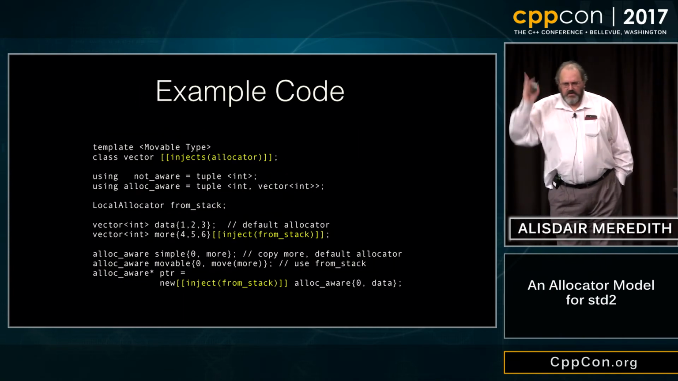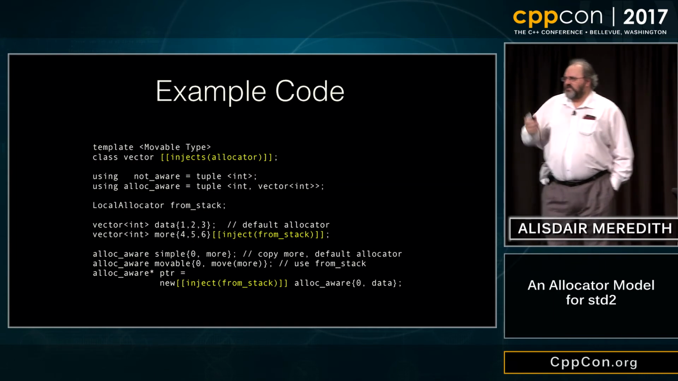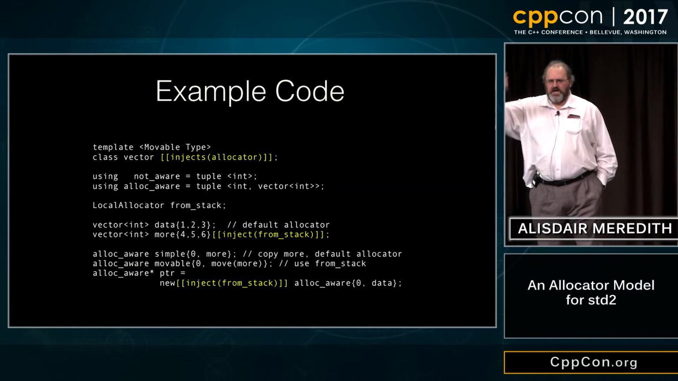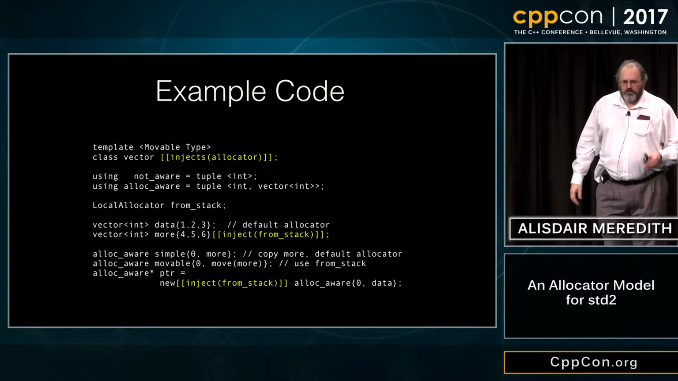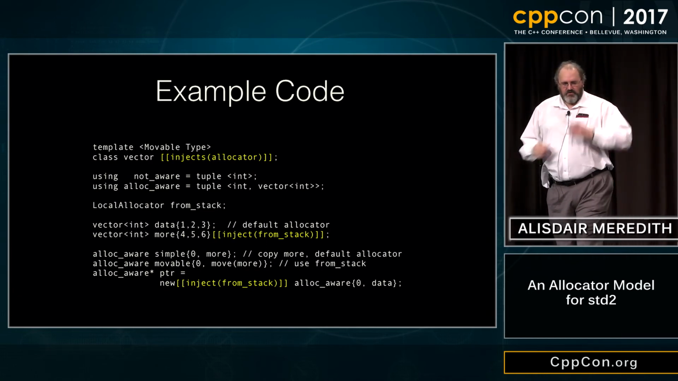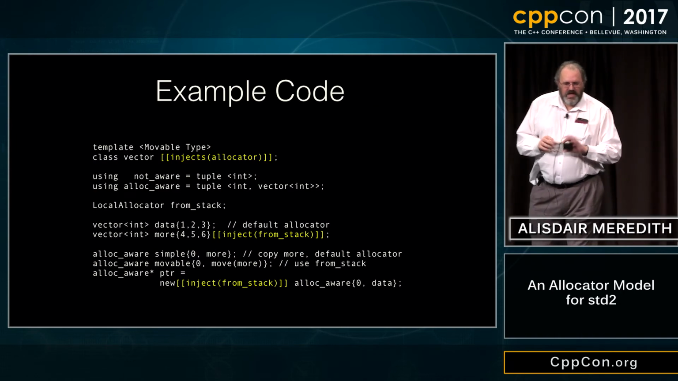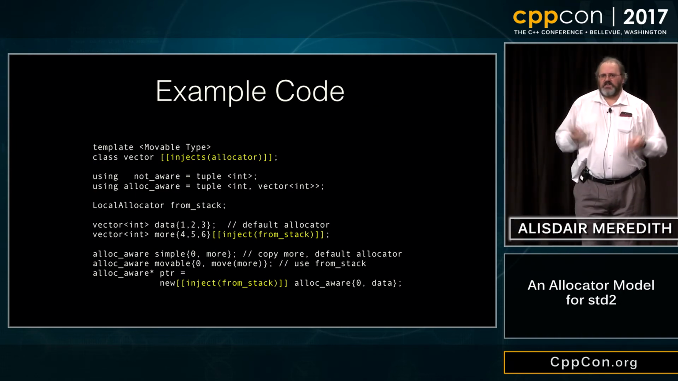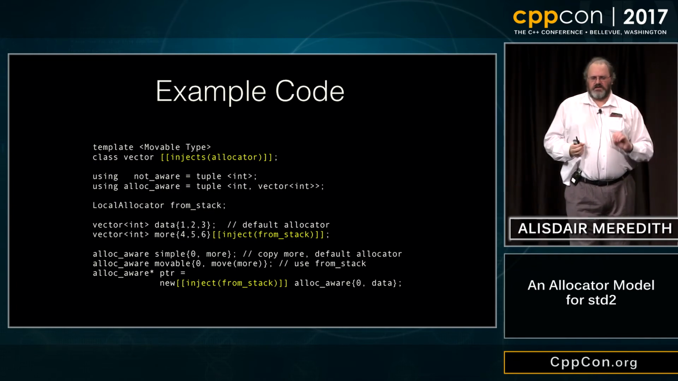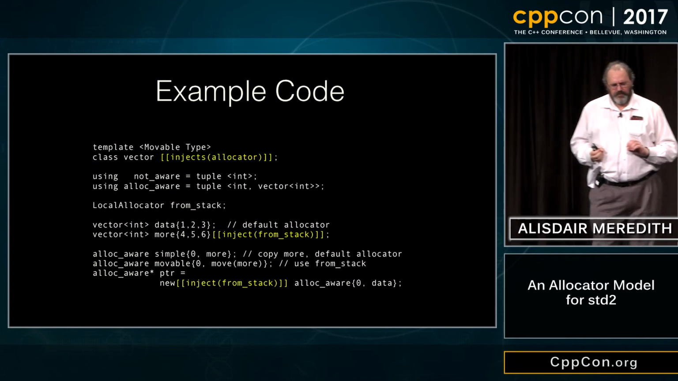So this is kind of my mental model. I'm not saying this is what the facility should look like, but this is the notion of how we might be able to use this. So we're in C++20, we already have concepts, great. I've got template movable type class vector that says, I inject allocators here. So I'm explicitly stating in this case that vector is allocator aware.